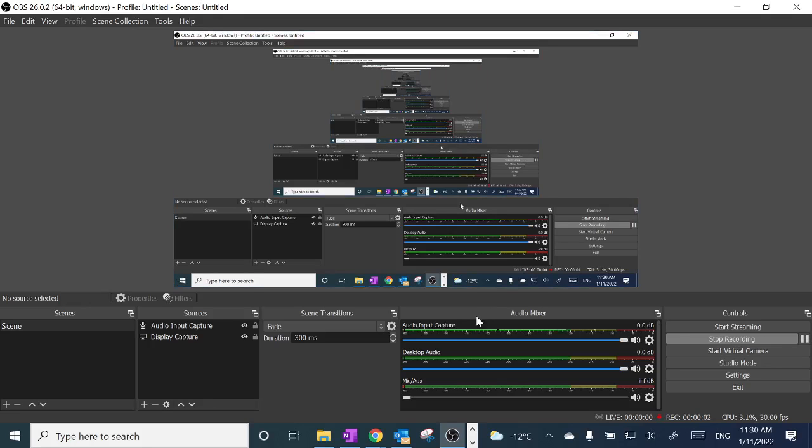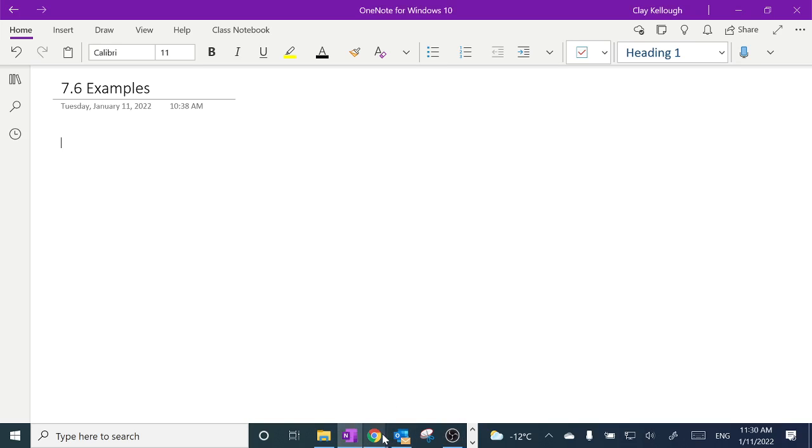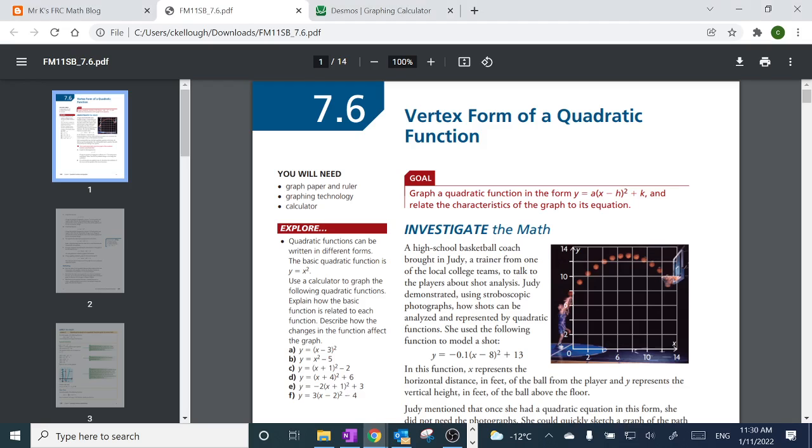There we go. This is the lesson for my applied math students. We're going to review and do some new examples for chapter 7.6. And here is what we'll start with.